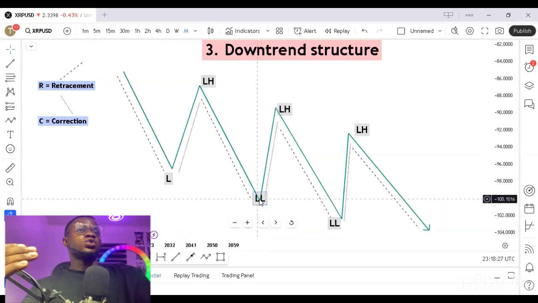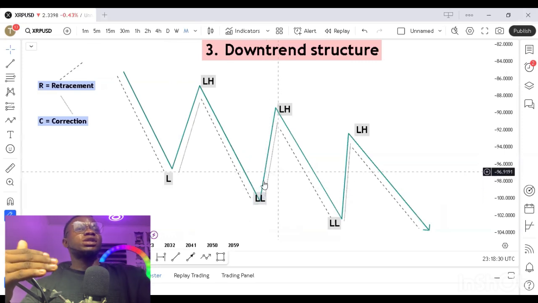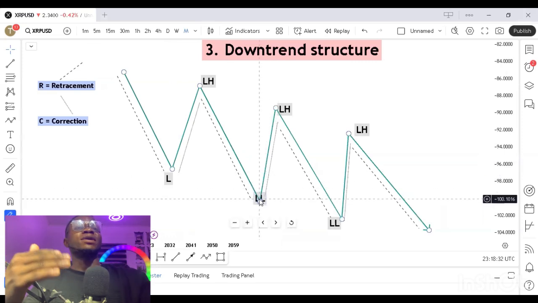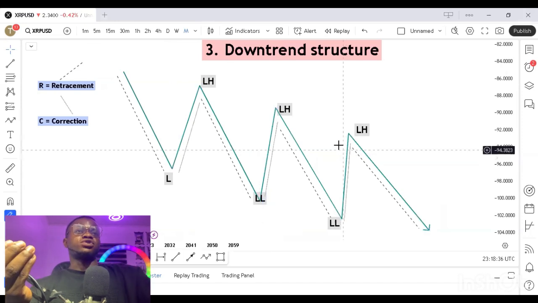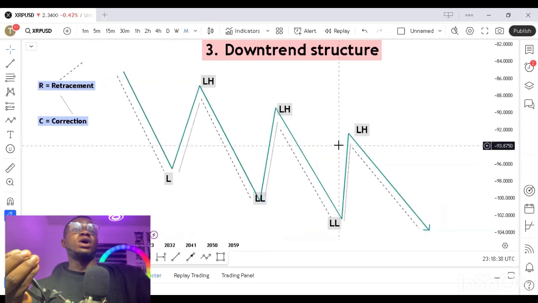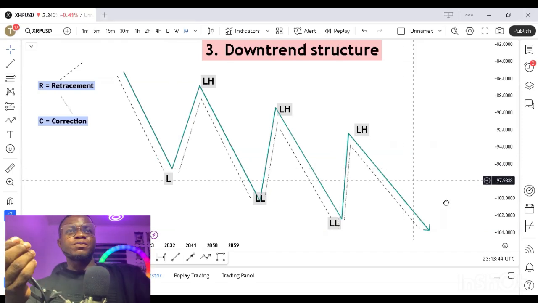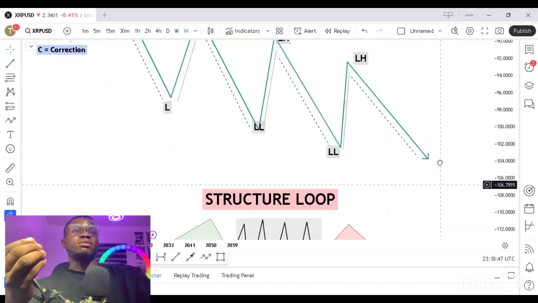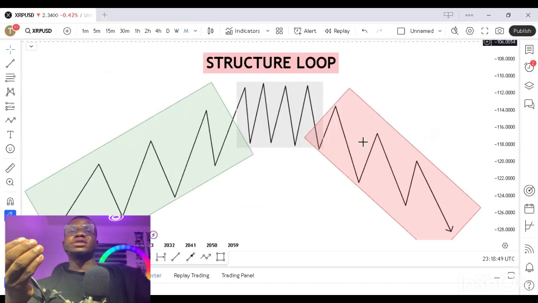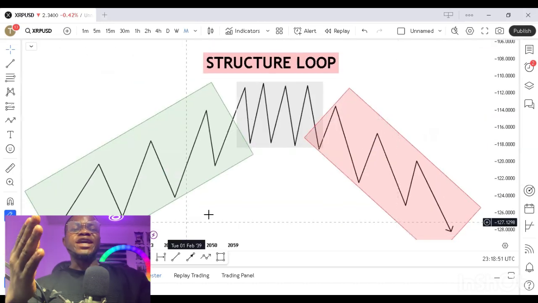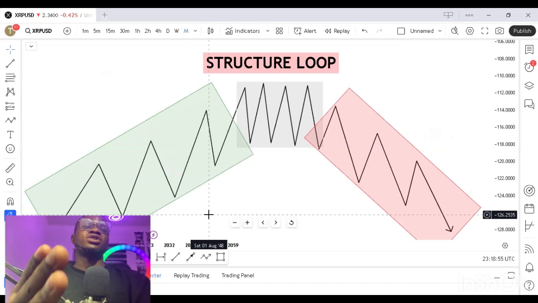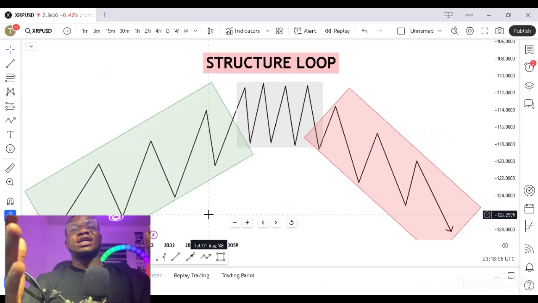All right. So as long as lower lows keep coming into play in the market, the structure is going to be a downtrend structure. So let us put everything together and see what I'm trying to say. So a structural loop is the nature of the market. So what is the nature of the market? So this is an introduction to structure as a beginner forex trader.